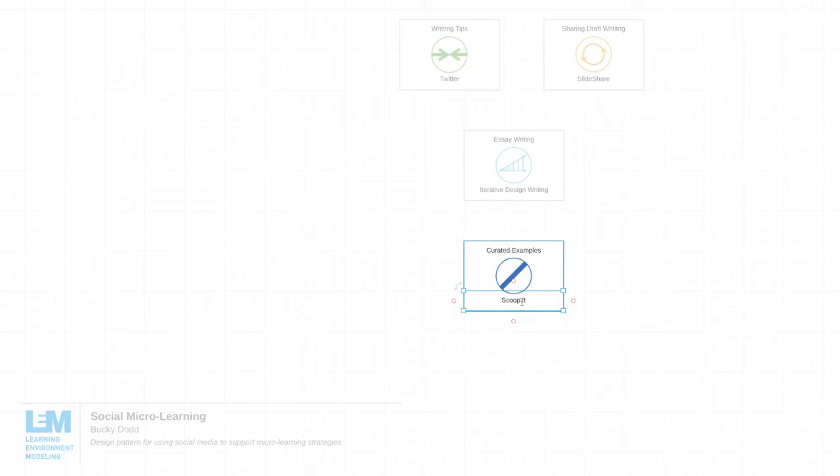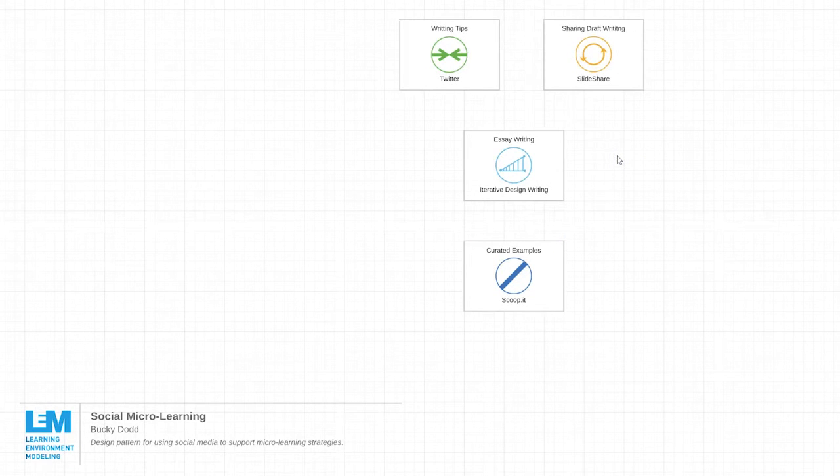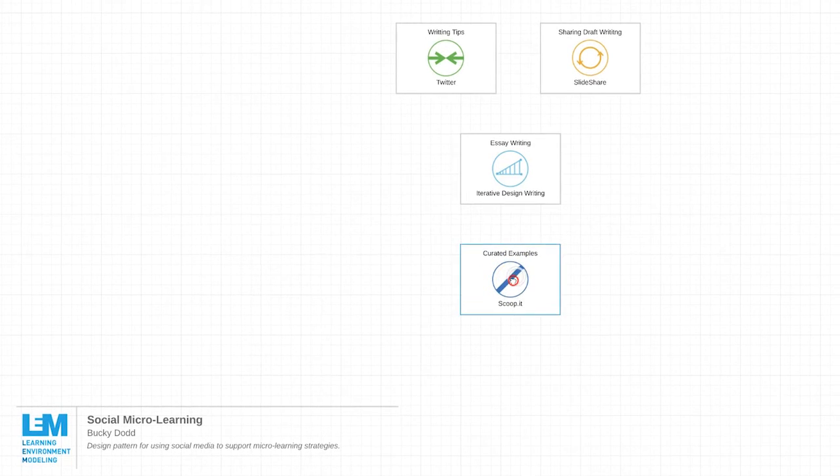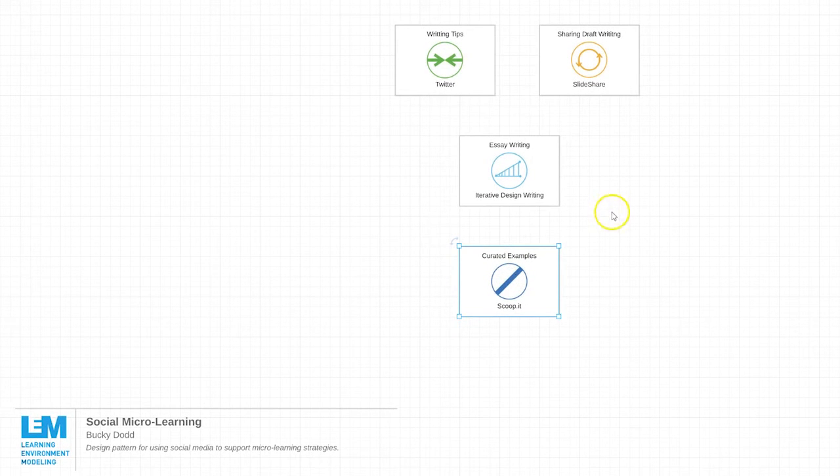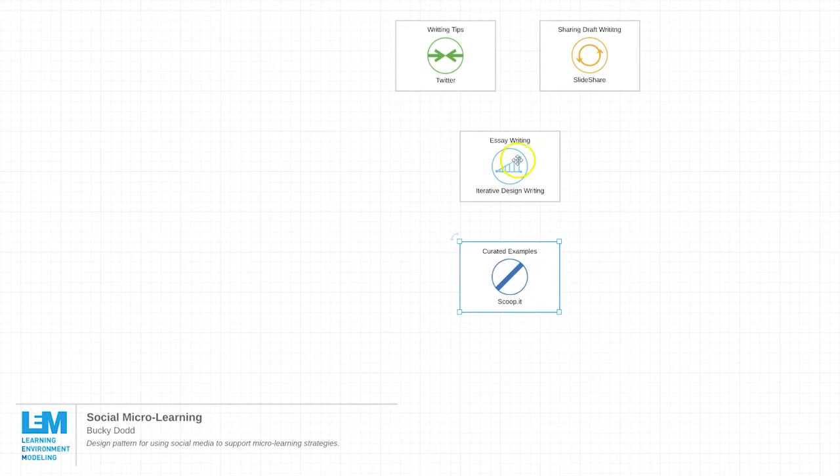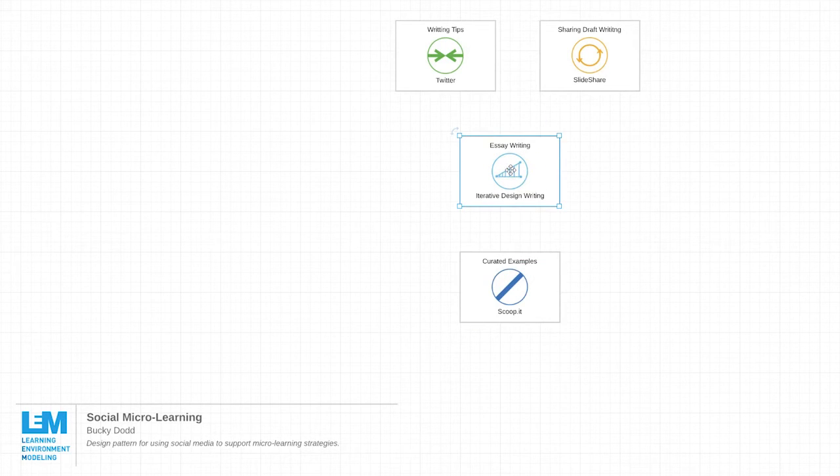Now, there are many different tools that you might decide to use and pull in here, but in general, we're going to be looking at how we support some sort of practice exercise through some sort of dialogue, whether it be through writing tips, through getting feedback by sharing drafts and things of that nature, and allowing learners to see examples. These are three areas that our microlearning strategy might reside around.